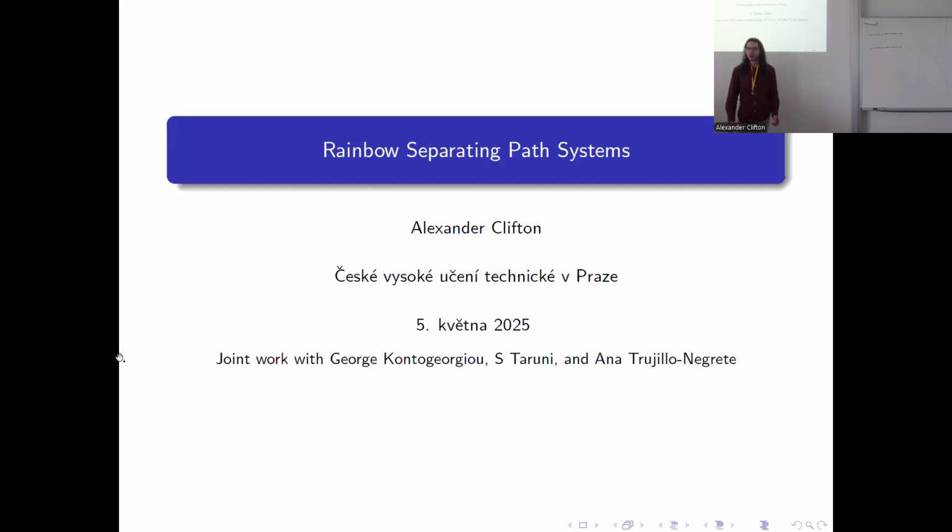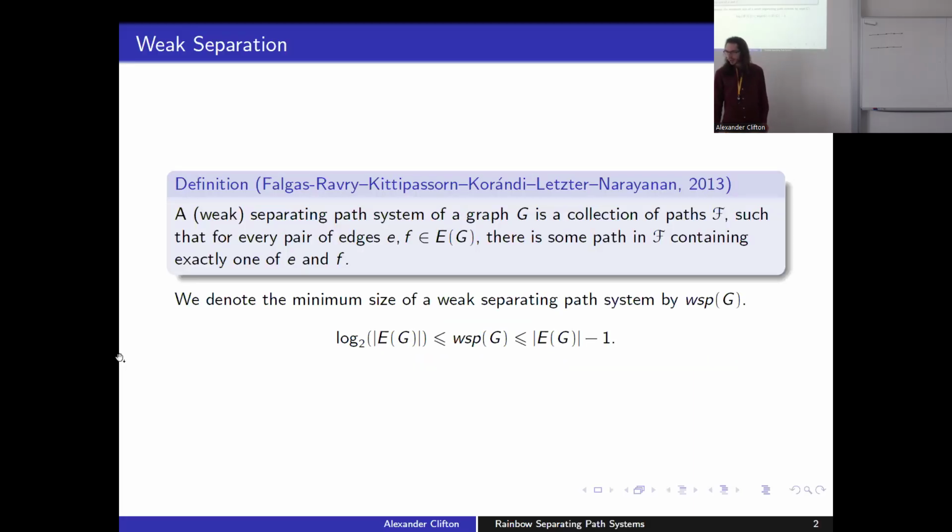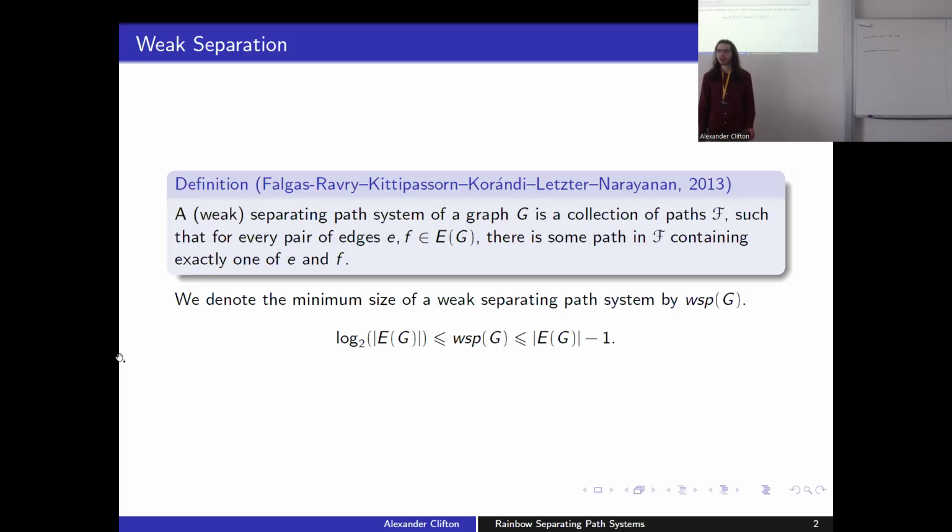So for here, our buttons are going to be our edges, and the sets that they're included in are going to be paths. So we'll begin with this notion of weak separation. Later on, you will see a notion of strong separation. They're very similar, but they're both going to be important as tools for our third notion of separation, which is going to be rainbow separation. So here we say that a weak separating path system is a collection of paths where for every pair of edges, there's some way to distinguish them, meaning there's some path that includes one but not the other.